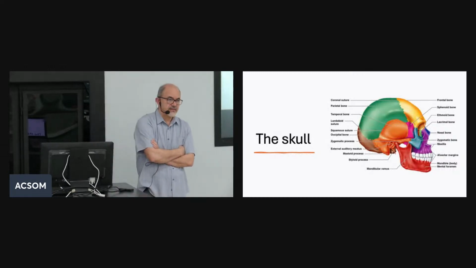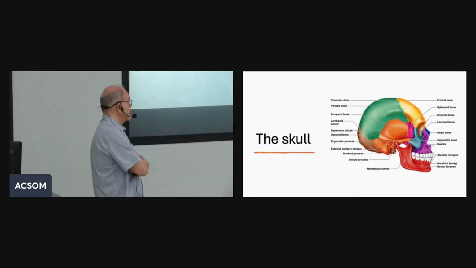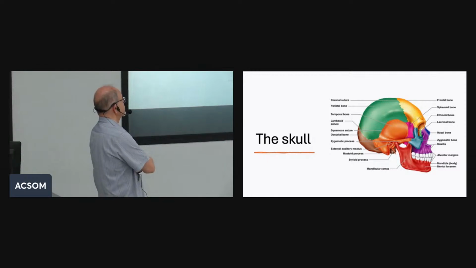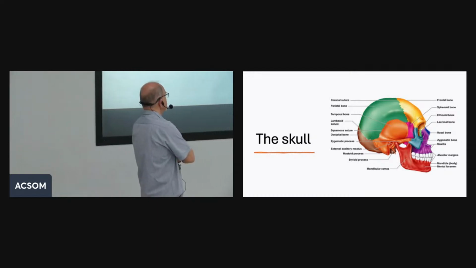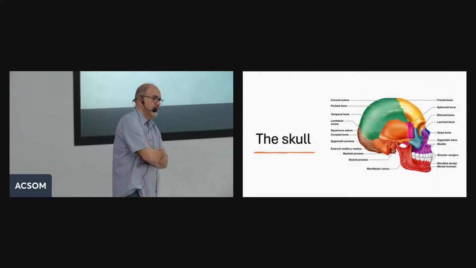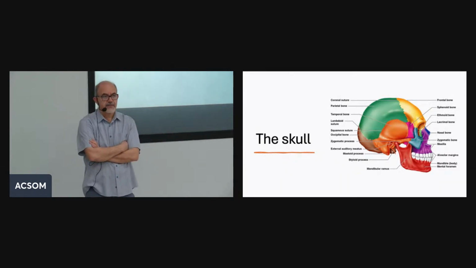Then you have the skull. The skull protects the brain. It consists of 8 bones: temporal bone, occipital bone, parietal bone, sphenoid, frontal, and ethmoid. The front and back bones, the frontal bones and occipital bones, are probably the strongest bones in the skull.